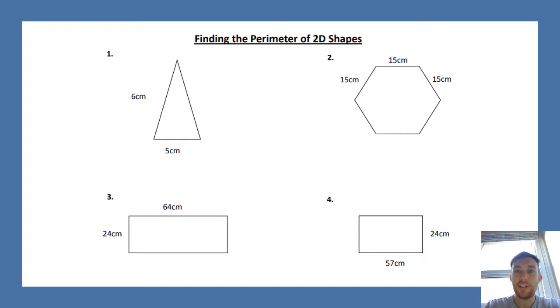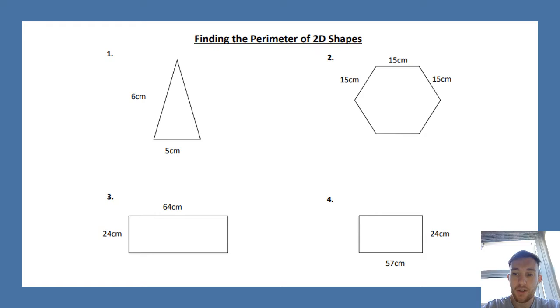Okay, now we're going to be finding the perimeter of some 2D shapes. And remember, the perimeter is the boundary of the shape. If we look at this first one, we can see that it's an isosceles triangle. An isosceles triangle, I know, has two sets of equal sides. When we're looking at these particular shapes, it gives us some measurements. So I can see in this isosceles triangle, I've got 6 centimeters, 5 centimeters, and then a missing one.